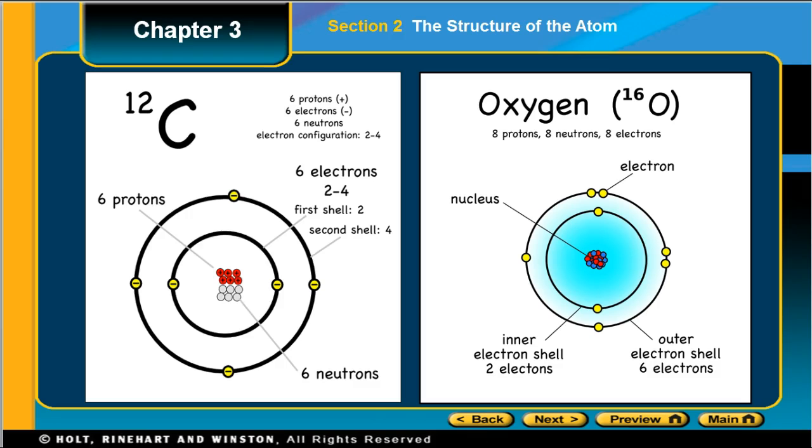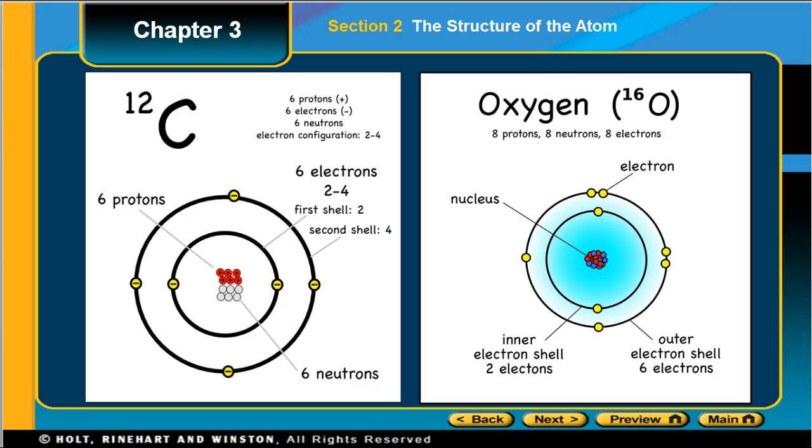On the right is oxygen, and it has a mass of 16 as indicated in the 16O there. So oxygen always has 8 protons, so we'll have 8 protons in the center, and 16 minus 8 gets me 8, so the other 8 are neutrons. My protons and electrons should be equal because it's an atom, and I will have 8 electrons outside of my nucleus: there's 2 in the first shell and then another 6 after that.